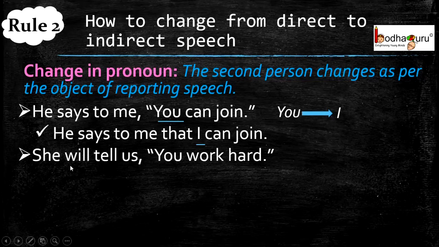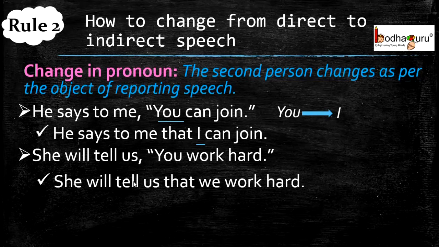Next, she will tell us, "You work hard." What is the subject here? She. And what is the object? The object here is us. And the second person here is you, and the second person will change according to the object of the reporting speech, which is us. So how does it change in indirect speech? She will tell us that we work hard. As the object was us, we have changed you to we. You got changed to we as per the object of the reporting speech.